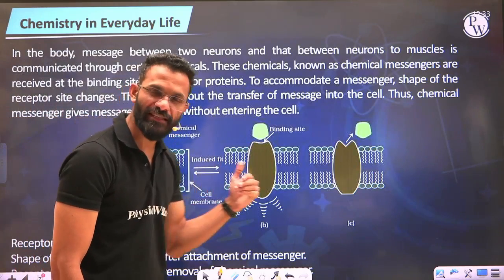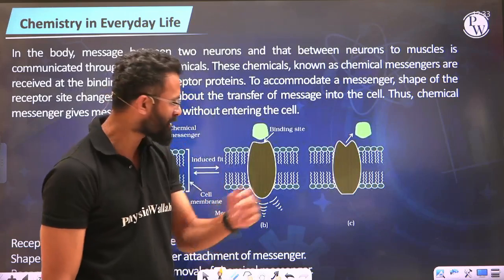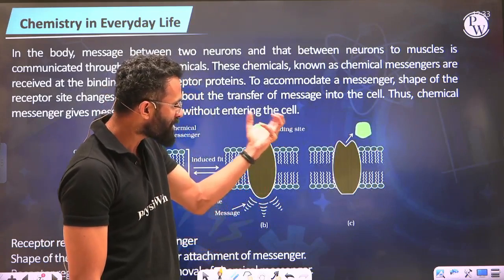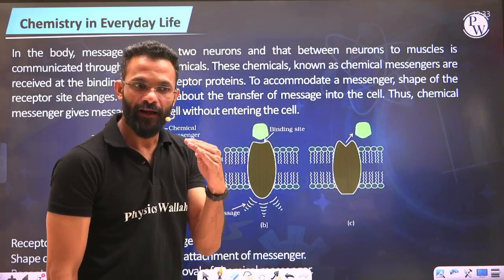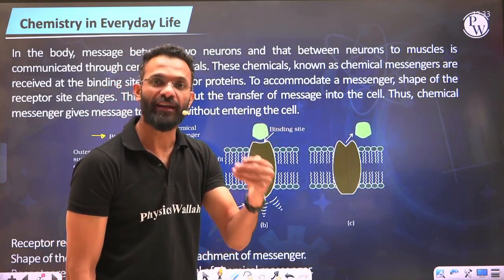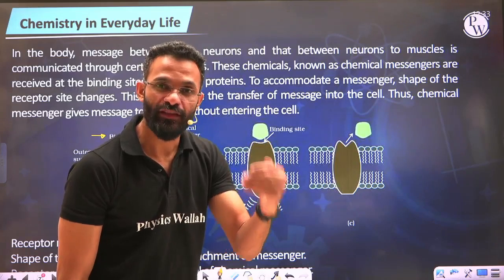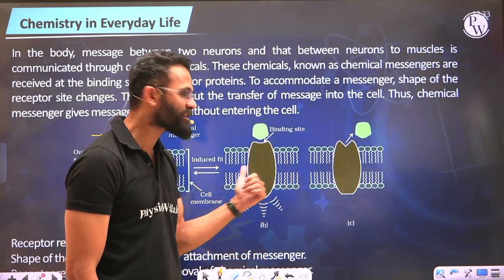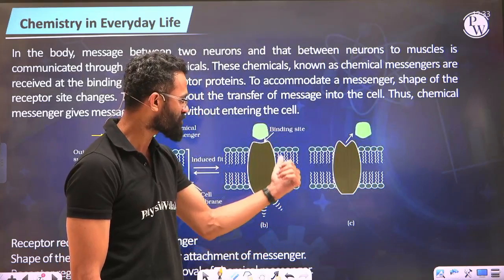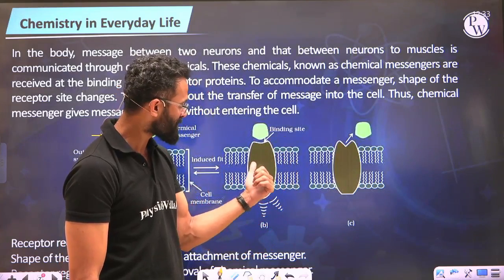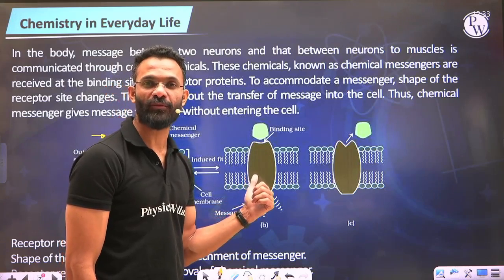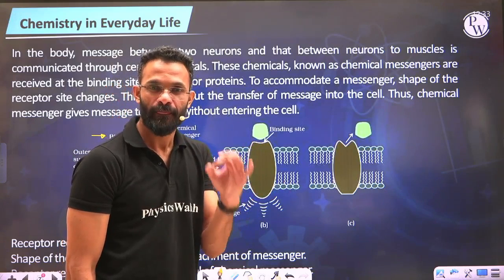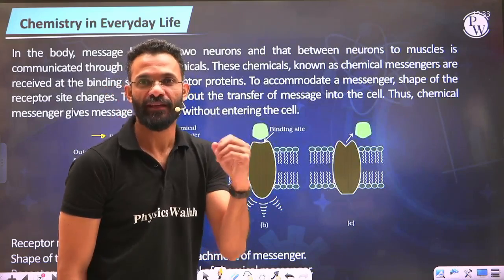So the change in the shape itself is the signal given to the cell that some chemical messenger has conveyed some message to the body. So a message is conveyed to the cell without actually interacting with the cell. See, the chemical messenger has not interacted with the cell. It has just interacted with the receptor protein. But the change in the shape of the receptor protein itself is an indication that some message has been conveyed.